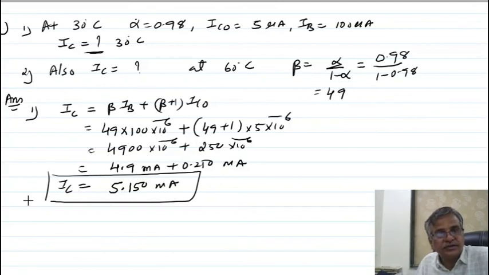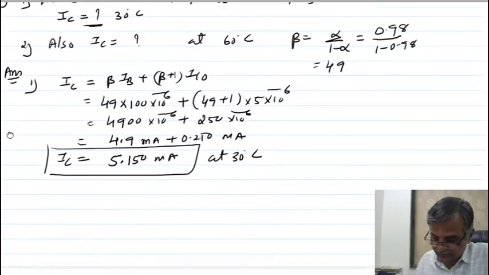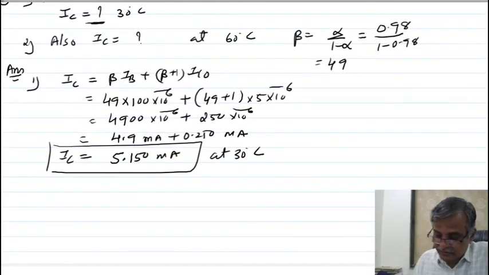I think you understand the first. This is at which temperature? At 30 degrees centigrade, your collector current is given by this equation. I put the value, get the answer. Now second, calculate the collector current at 60 degree temperature.